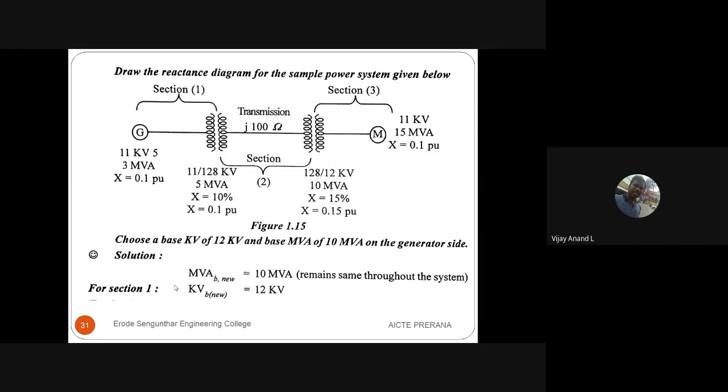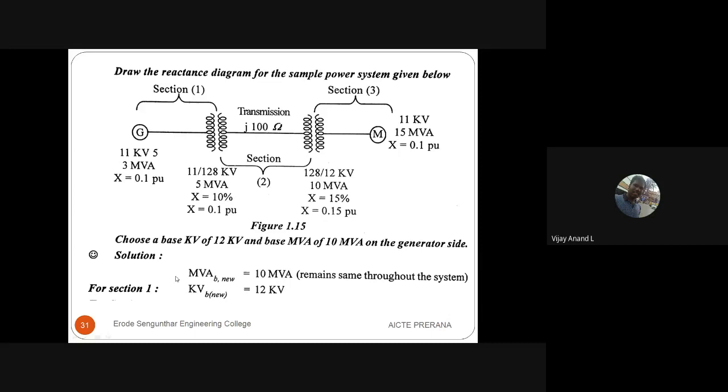Okay, so this is a very, very important question. Just follow the steps. Draw the reactance diagram of the sample power system given below. Here they have given a single line diagram with all the values for all the elements. Choose the base. Choose a base kV of 12 kilovolt and base MVA of 10 megavolt ampere on the generator side. We have to consider base MVA as 10 and base kV as 12.